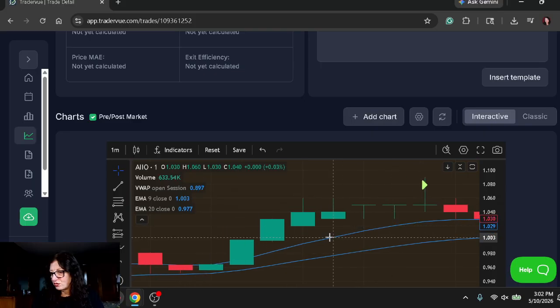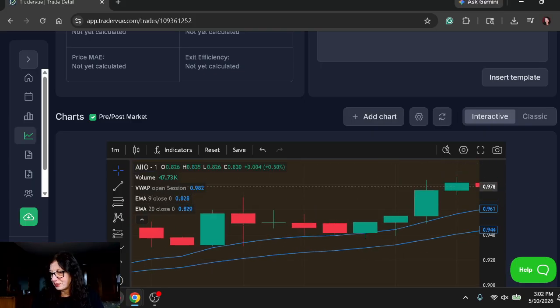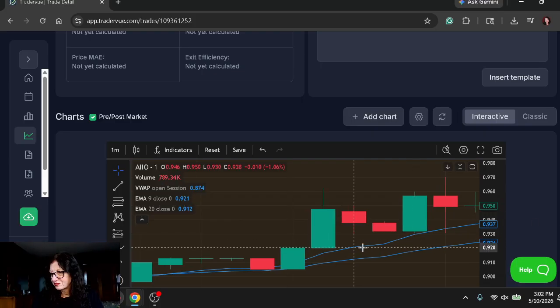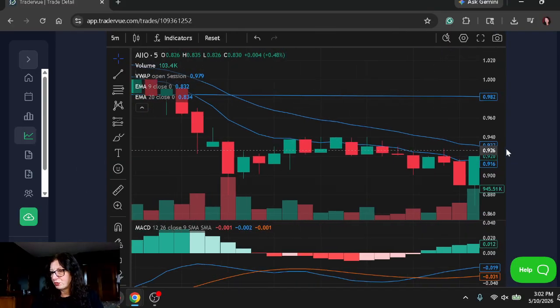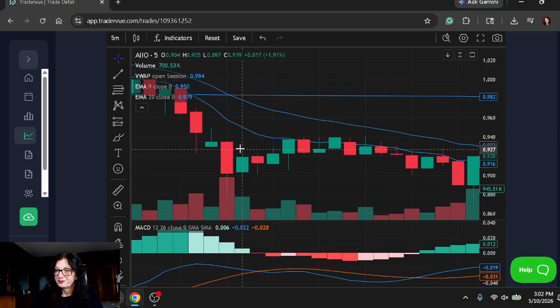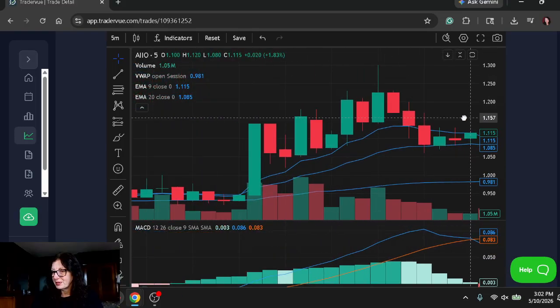Let me see if I can find an example here. I want to look for a micro pullback. Here we go, let me see if I can find a better example. Here you see green candles, then a red candle, another red candle, green candle, red candle, green candle, red candle. So you have to look at the overall pattern. Someone's taking profit, someone's taking profit, someone's taking profit.